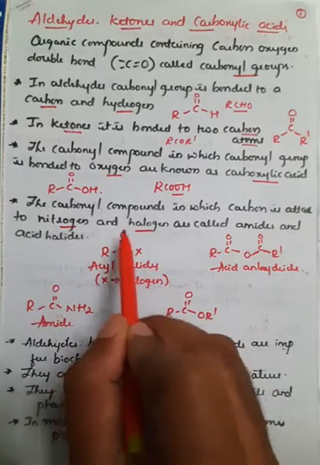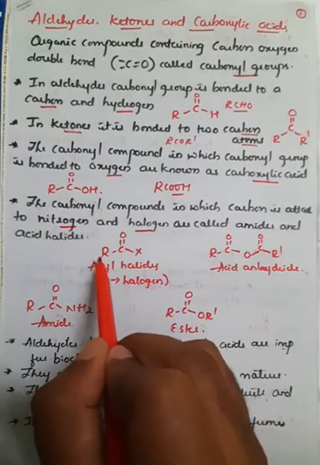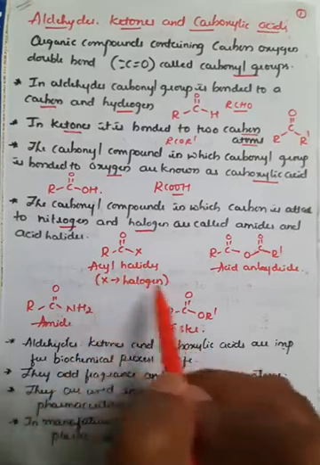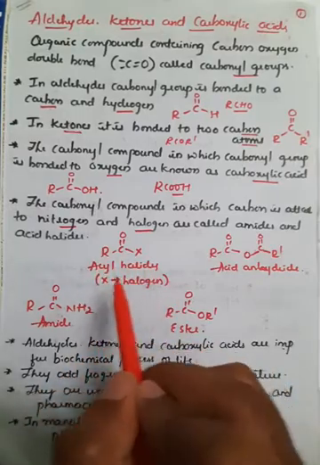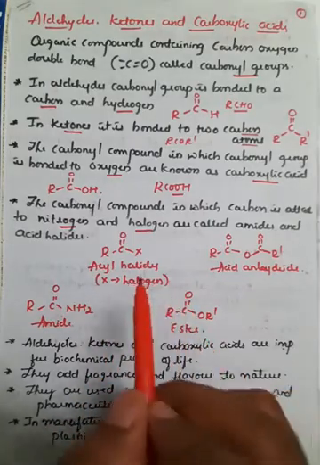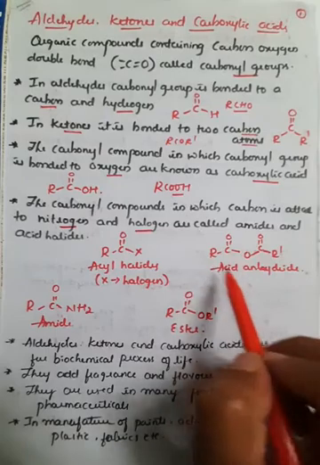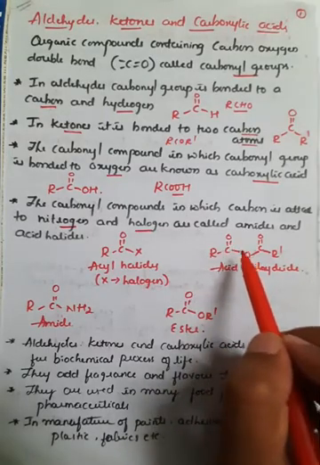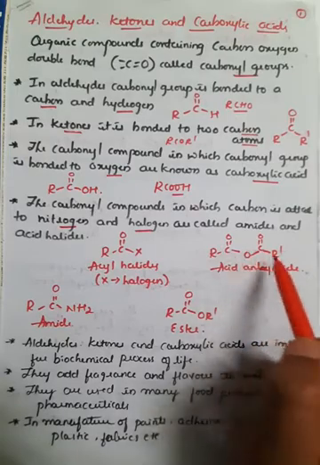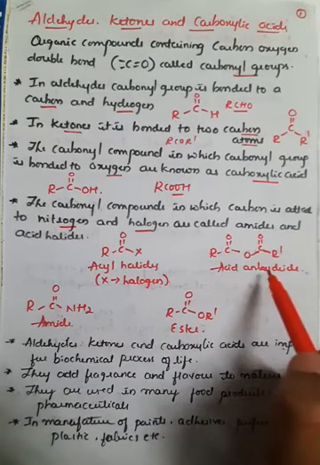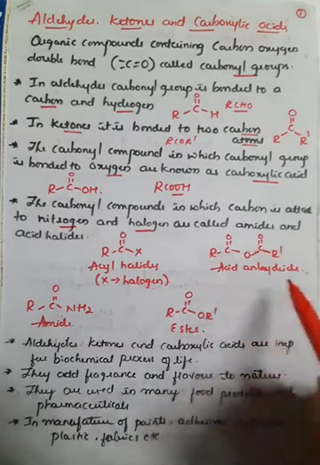So here C double bond O, one side bonded with R, one side bonded with X, right? So this is called acyl halides, where X is the halogen. X may be any kind of halogen, it may be chlorine, fluorine, bromine or iodine. Similarly, here you can observe R C double bond O, in which oxygen acts as a bridging bond between two compounds, right? So these are generally called acid anhydride.